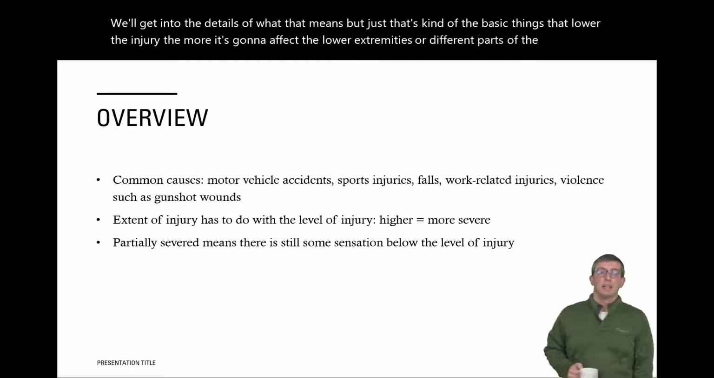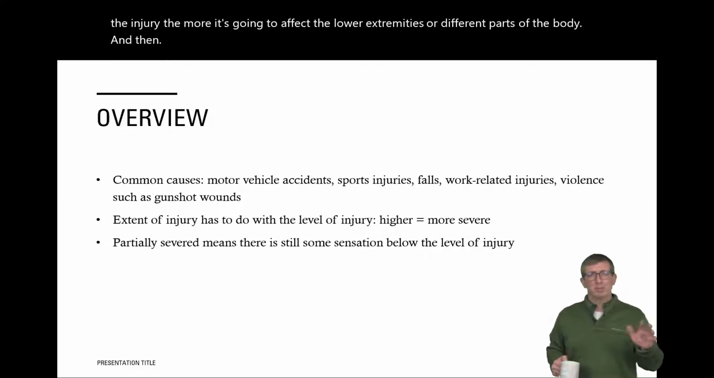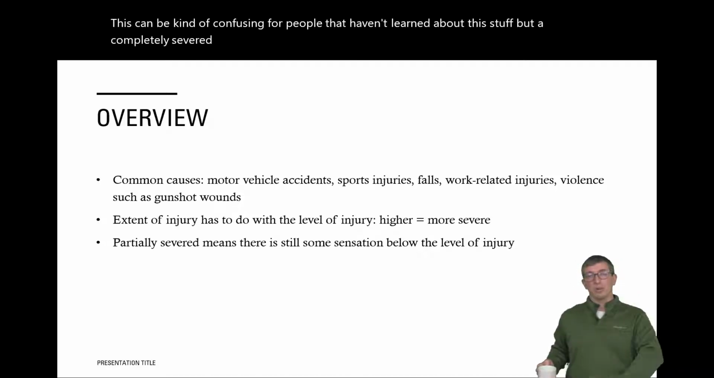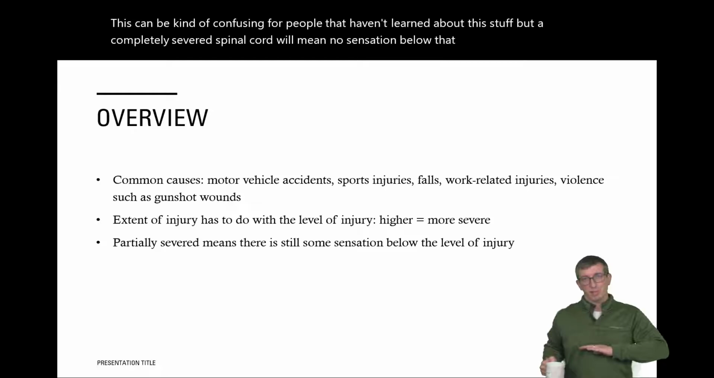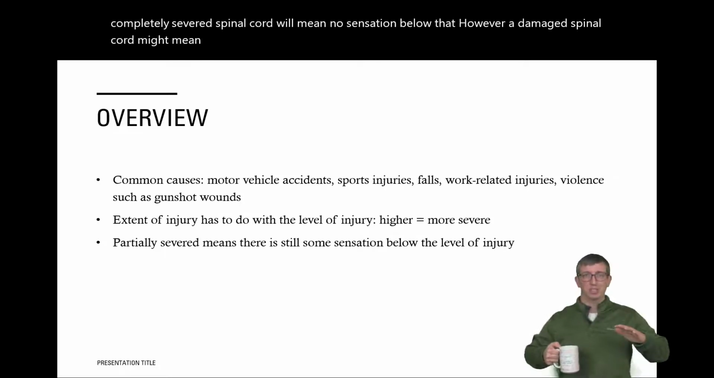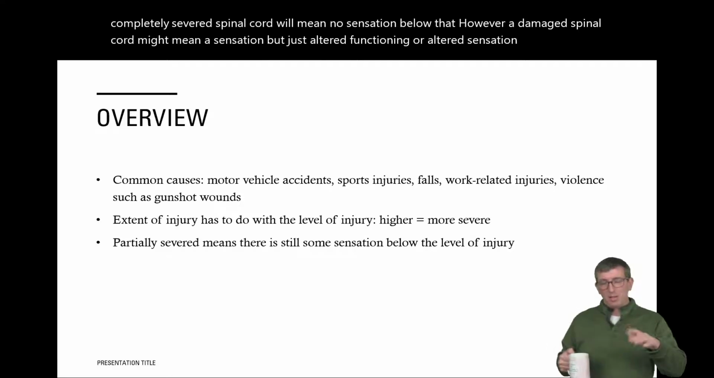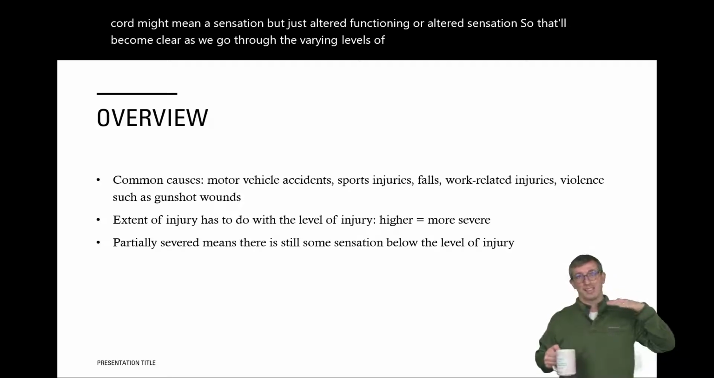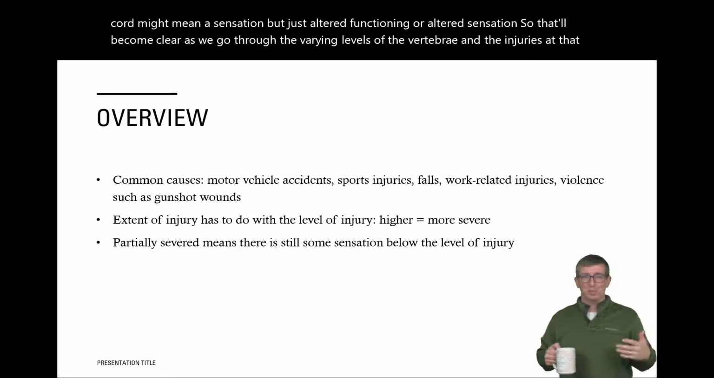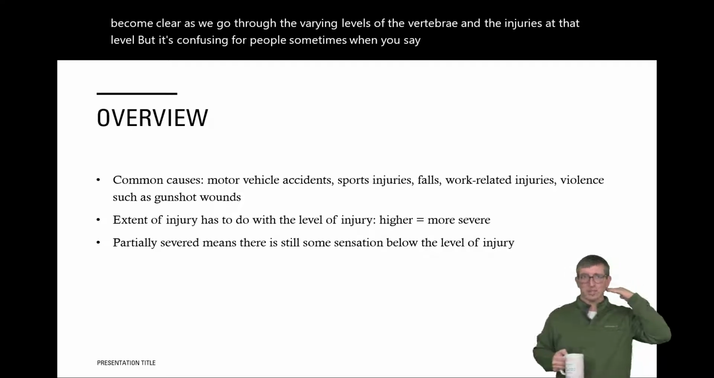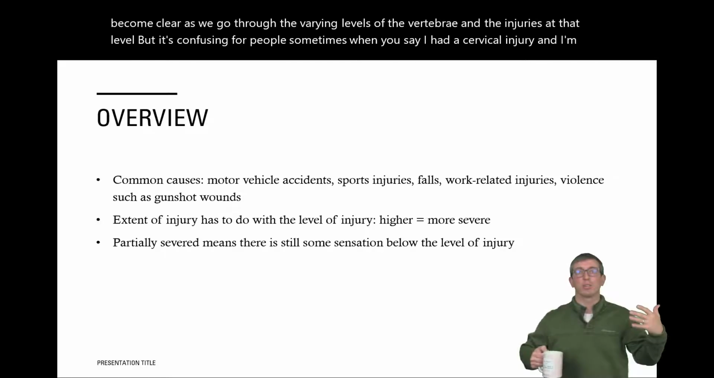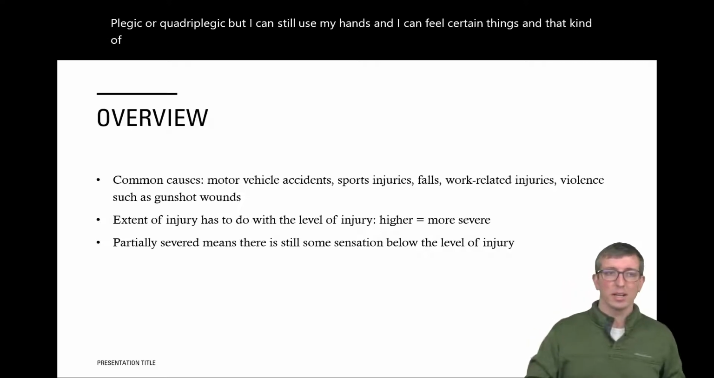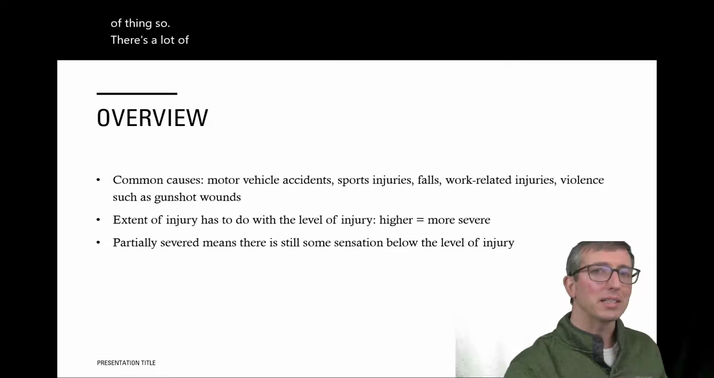And then this can be kind of confusing for people that haven't learned about this stuff, but a completely severed spinal cord will mean no sensation below that. However, a damaged spinal cord might mean sensation, but just altered functioning or altered sensation. So that'll become clear as we go through the varying levels of varying vertebrae and the injuries at that level. But it's confusing for people sometimes when you say like, well, I had a cervical injury and I'm technically tetraplegic or quadriplegic, but I can still use my hands and I can feel certain things and that kind of thing. So there's a lot of nuance in what the injury means and how it affects a person.